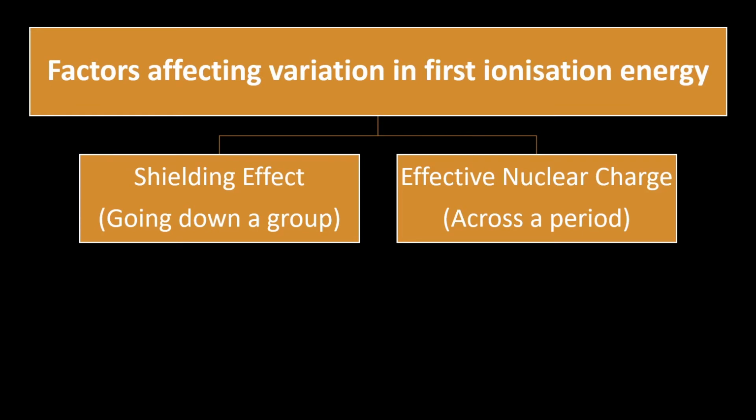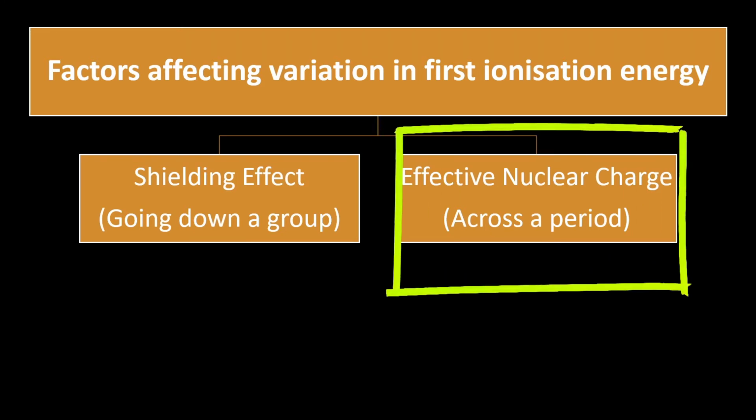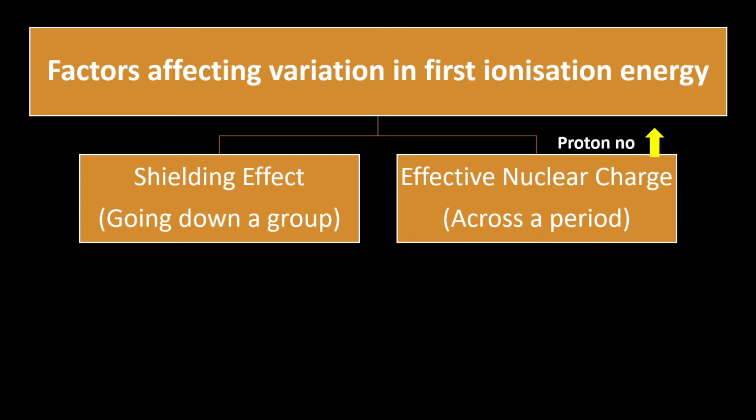Now we move on to look at the factors affecting variations in first ionization energy. Across a period, the dominating factor in affecting the first ionization energy of elements is effective nuclear charge. Across a period, the proton number of elements increases. This will cause the effective nuclear charge to increase.